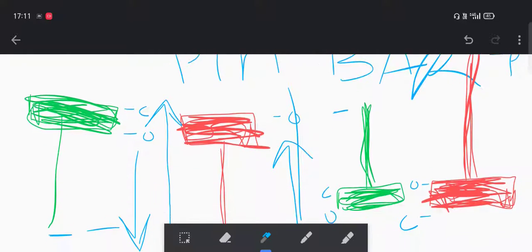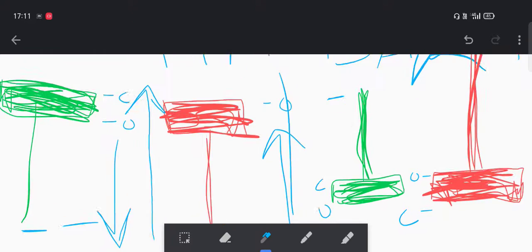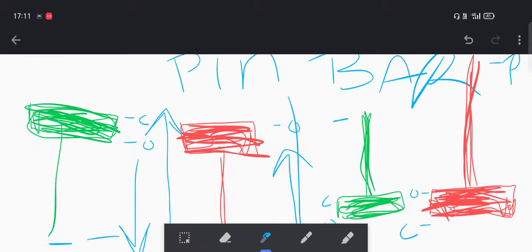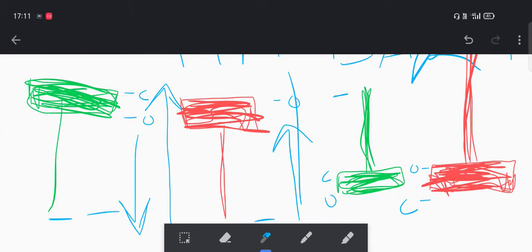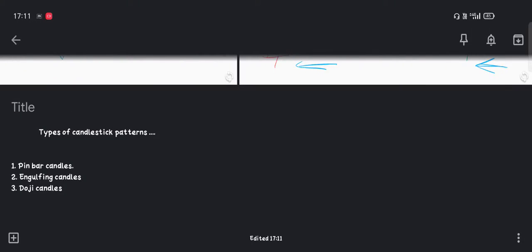So this is the pin bar candle. Did you guys understand the logic behind it? If you understand the logic, it will be very easy for you. So this is all about the pin bar candle. Let's understand the next one, engulfing candle.